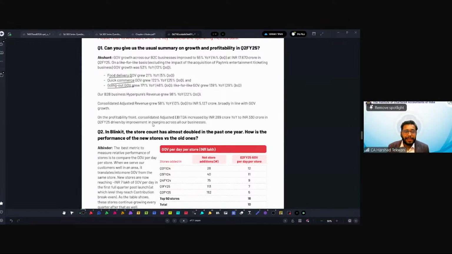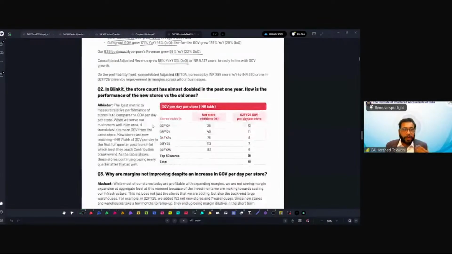This way, I can understand, for example, that the revenue is growing 21% year on year or 5% quarter on quarter. Quick commerce 122% year on year, 25% quarter on quarter. Going out GOV, 171% year on year and 46% quarter on quarter. B2B business 98% year on year and 22% quarter on quarter. Revenue increased by this much. Profitability also increased. EBITDA increased from 298 CR year on year to 330 CR in quarter 2 FY25.